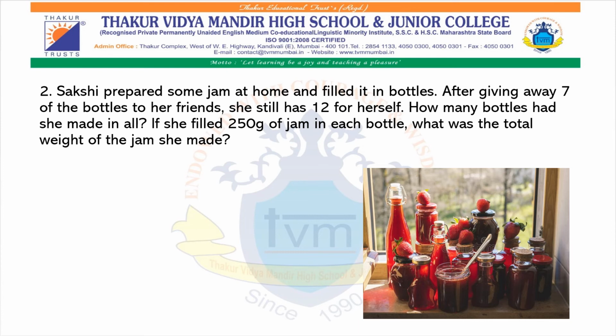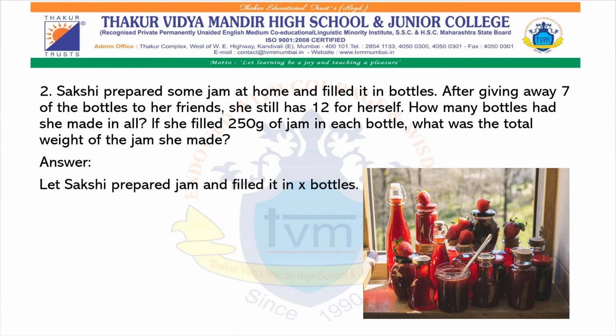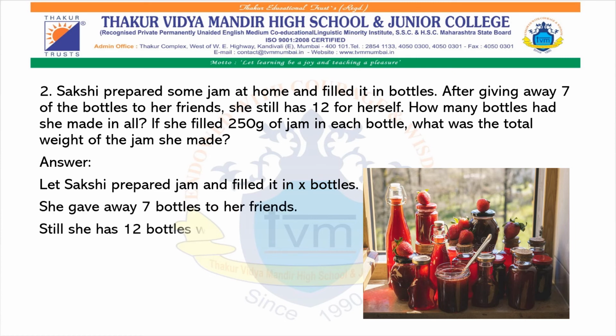Question 2. Sakshi prepared some jam at home and filled it in bottles. After giving away 7 of the bottles to her friends, she still has 12 for herself. How many bottles had she made in all? If she filled 250 grams of jam in each bottle, what was the total weight of the jam she made? Answer. Let Sakshi prepared jam and filled it in x bottles. She gave away 7 bottles to her friends. Still she has 12 bottles with herself. Therefore, x minus 7 is equal to 12.